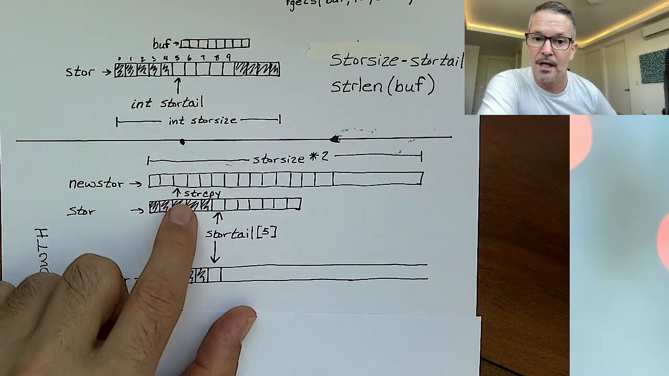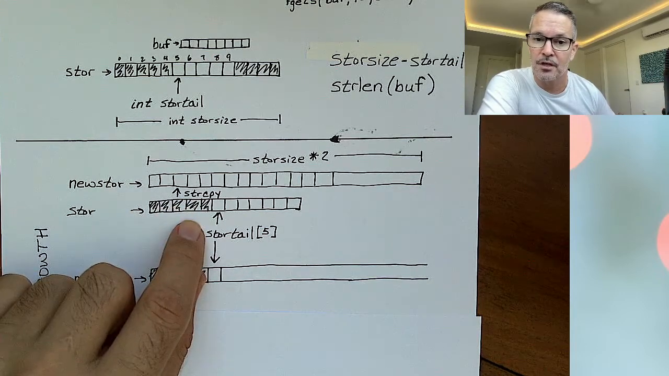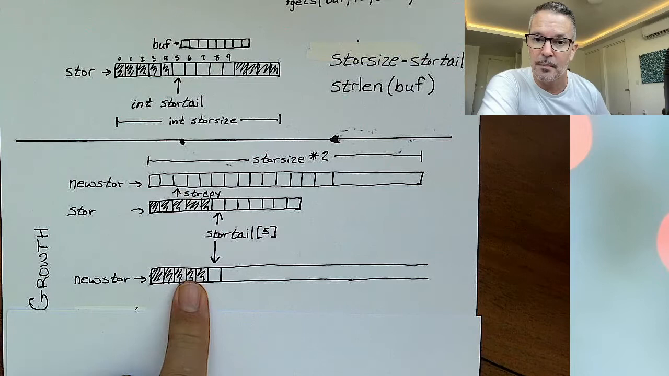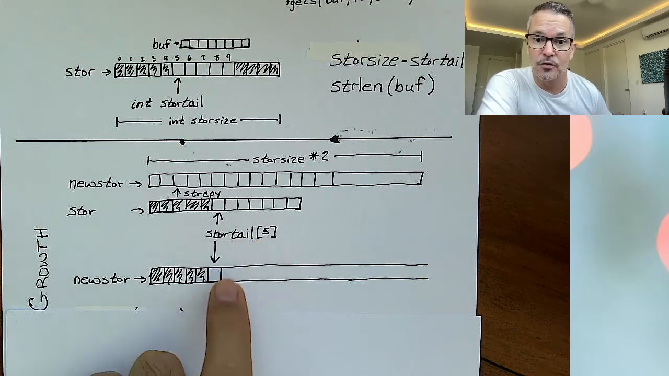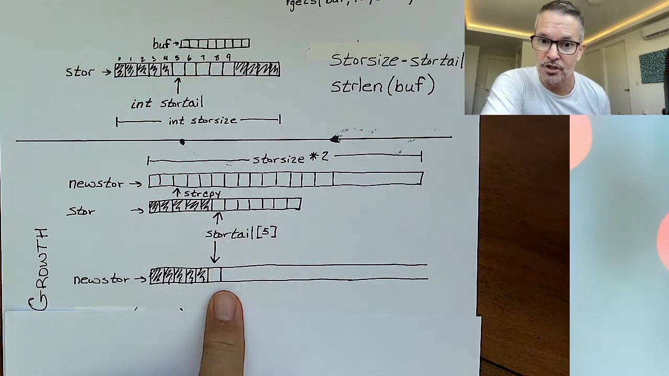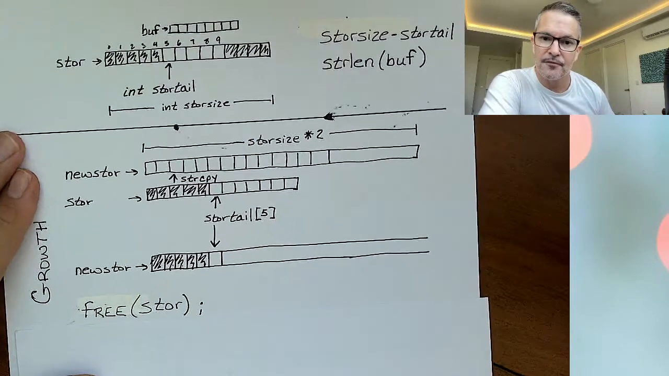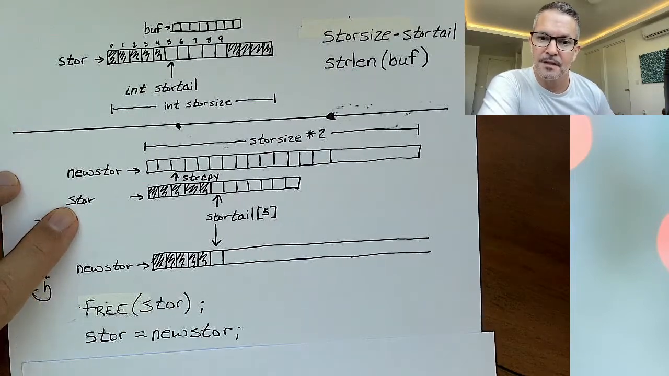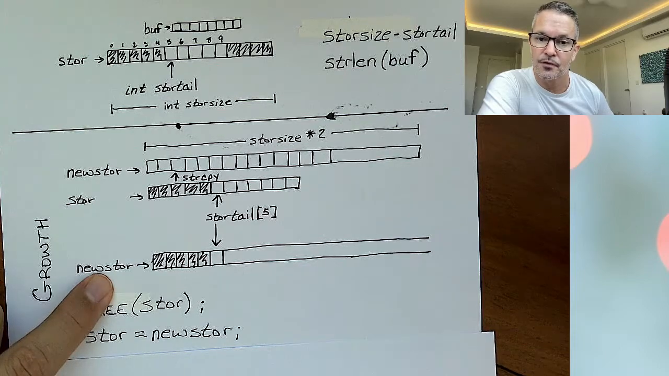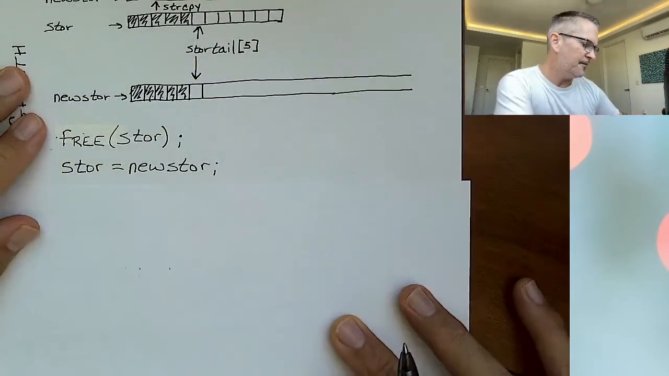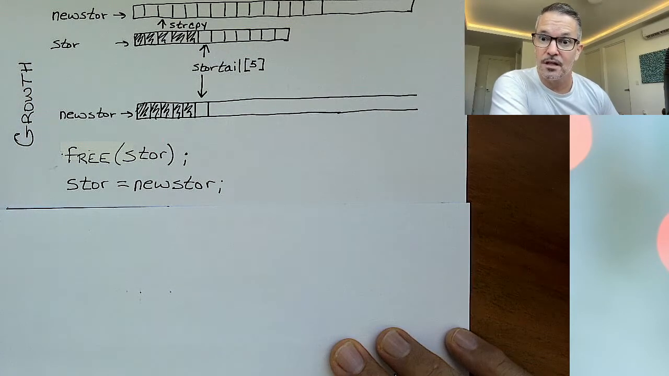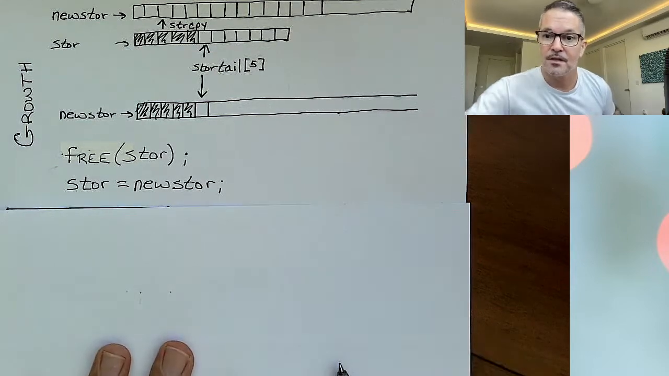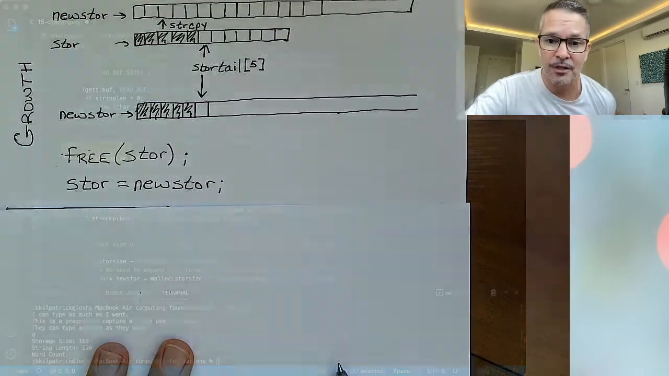Then I'm going to string copy from my old storage area into my new storage area. So now my new storage area has the 5 characters. Storage tail remains unchanged. It can still point to the 5th position. I don't have to change it. Then I'm going to free the storage area, and set the storage area equal to the new storage area. So when I'm finished, my storage area now points to a new area that is larger than it was before. So let's take a look at the code and see how I actually do that.